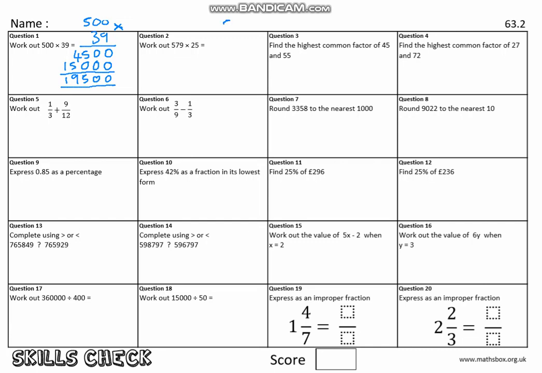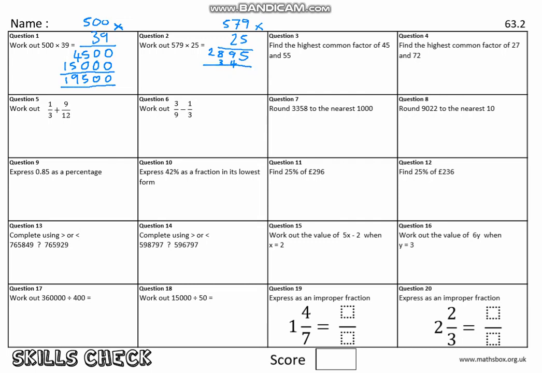Okay, so we're going to use the same method for the next one. This time we've got 579, and we're timesing that by 25. So 5 times 9 is 45, but remember we write the 4 down here and the 5 here. 5 times 7 is 35, but we have to add the 4 here, so that brings us up to 39. And then 5 times 5 is 25, but we've got to add the 3, so that gets us to 28. Okay, so the next one, we'll draw a little line under that.